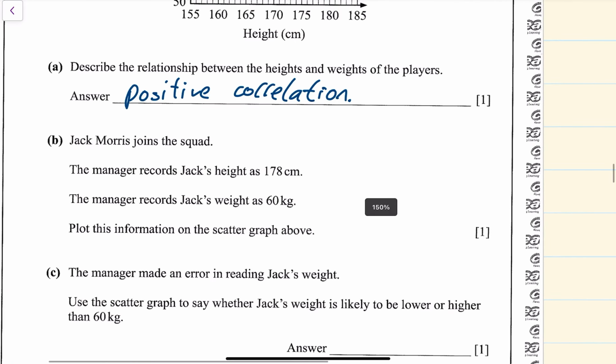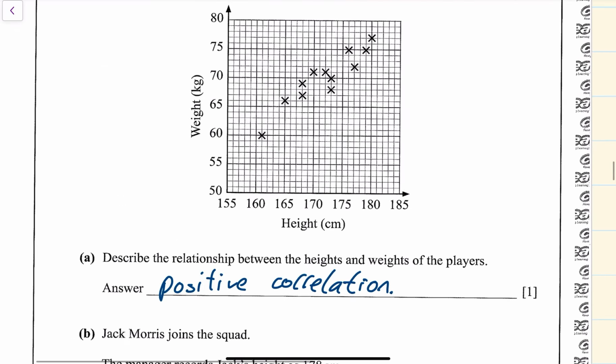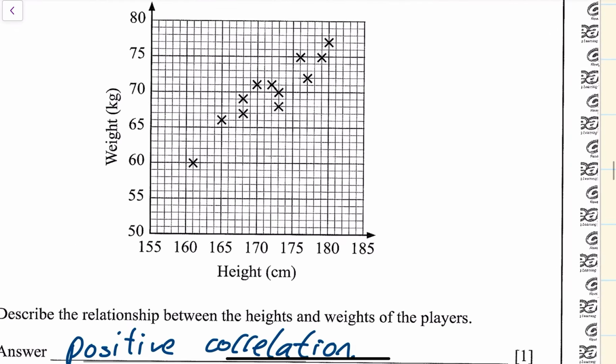So Jack Morris joins the squad. The manager records Jack's height at 178 centimetres. The manager records Jack's weight at 60. So it's 60 and he's 178. So here's 60. Here's 60. 178 would be here. 150, 175, 176, 177, 178 would be here. So that's Jack's weight there. That's where it's going to be. I'll highlight that just to make it a wee bit easier to see.